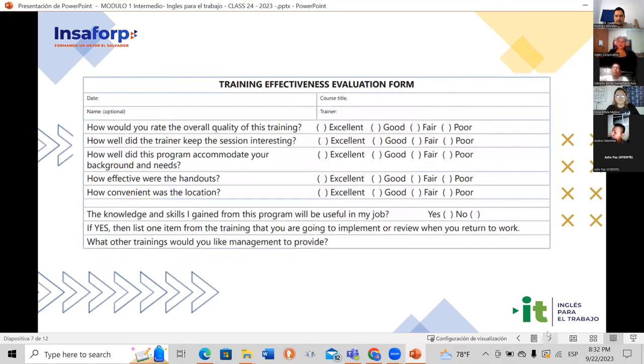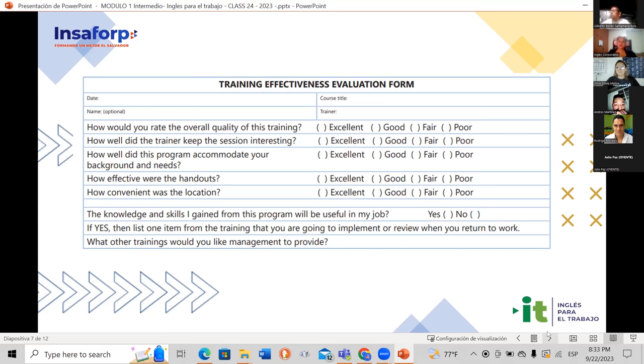We have here an evaluation form. Okay. This is a training effectiveness evaluation form. That is questions that we can ask the trainees, okay? For example, the first one says, how would you rate the overall quality of this training? Okay, we have four choices: excellent, good, fair, and poor. The trainee can select one.